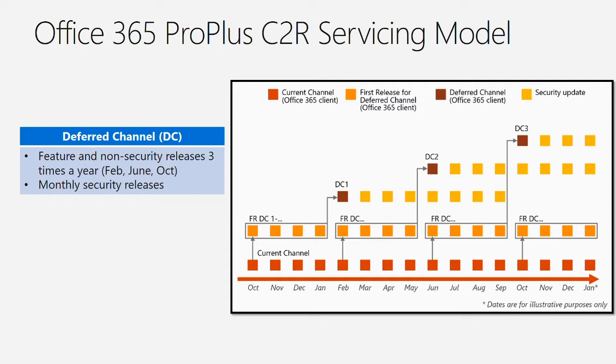The other production channel that we have is called deferred channel, and you can see it here. I don't know if you can see the colors, but the red and yellow, which is DC1, DC2, DC3, represents our deferred channels. Deferred channel gets roll-ups of all the feature sets, and it releases three times a year. If I look at current channel, I'm getting updates on a continuous basis. Changes happen, I get them. Changes happen, I get them. Deferred channel allows you to do that three times a year.